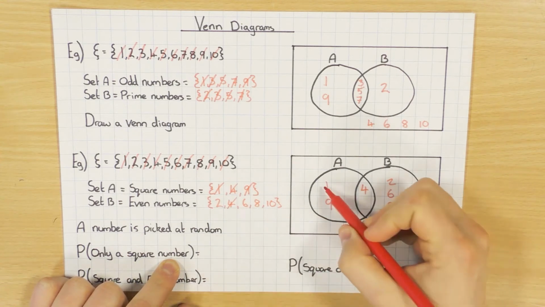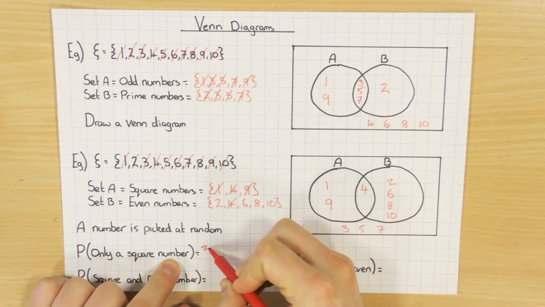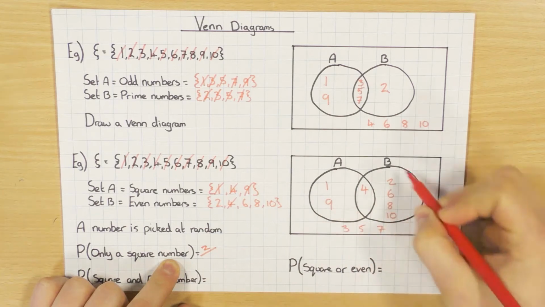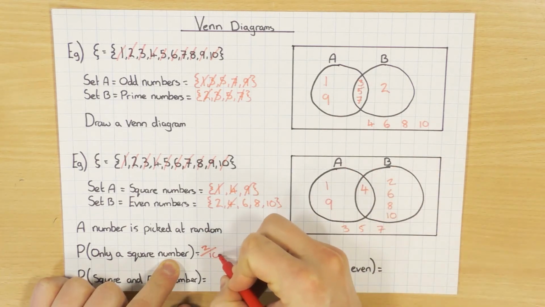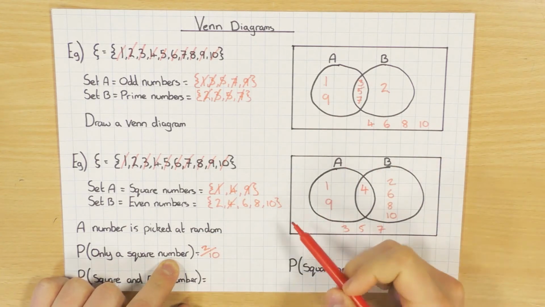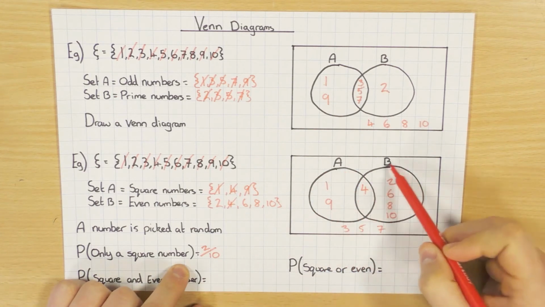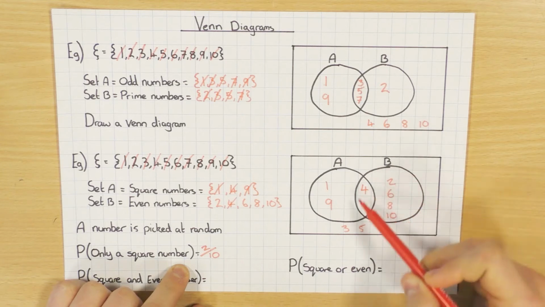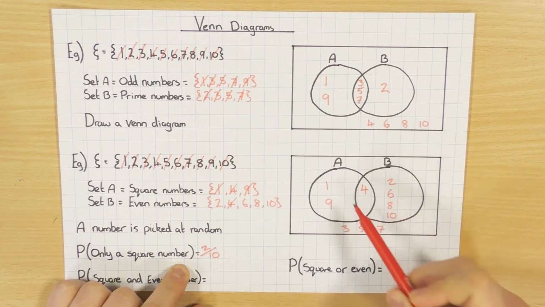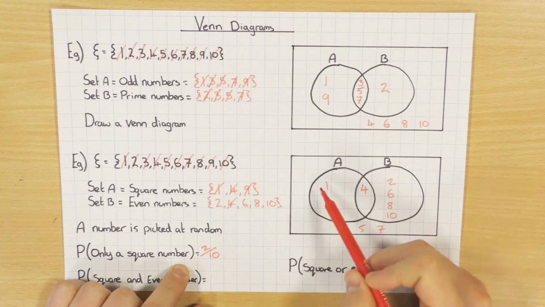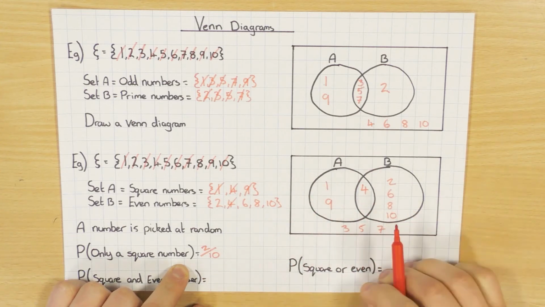So it would be 2 out of all the numbers, which is 10. Okay, so only a square number. So it's this section here, not including the 4, because that could be included as an even number. So it's only these ones here, 2 out of 10 numbers.